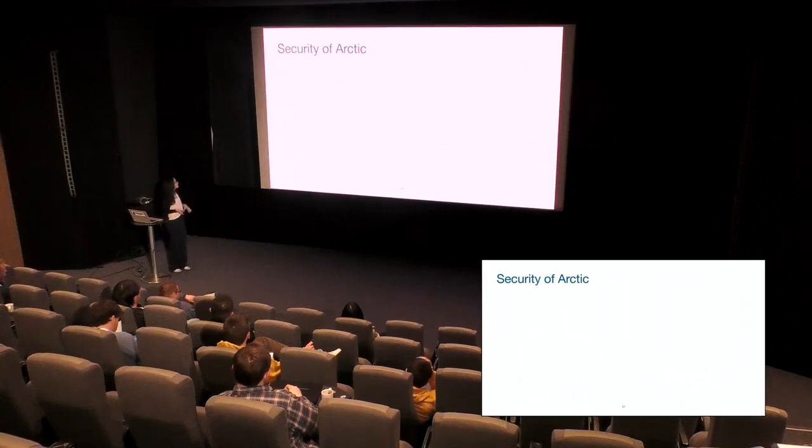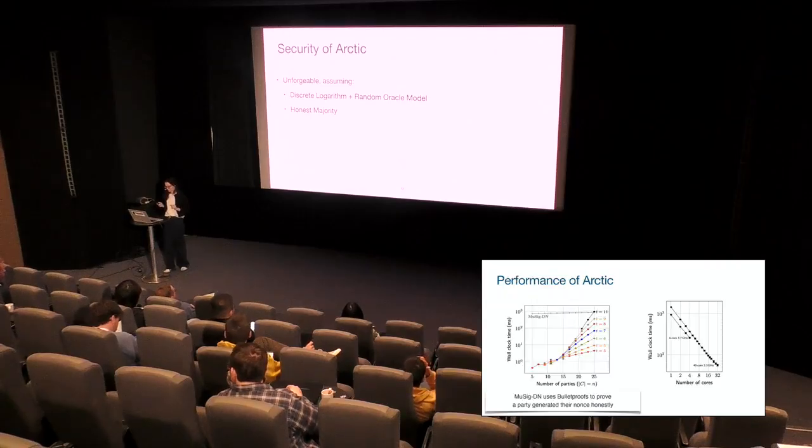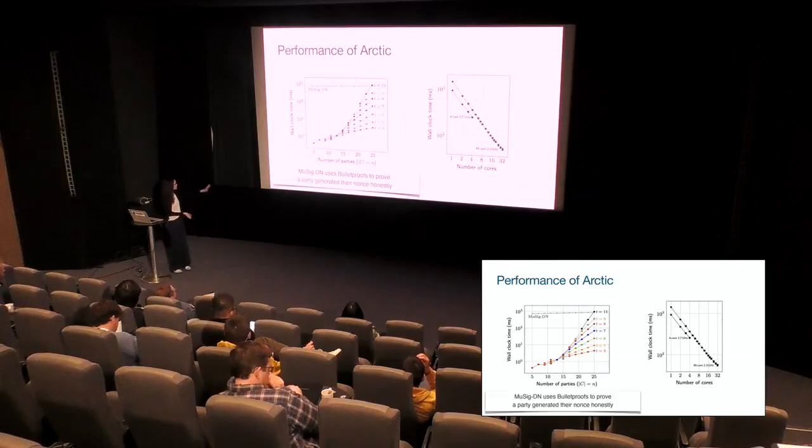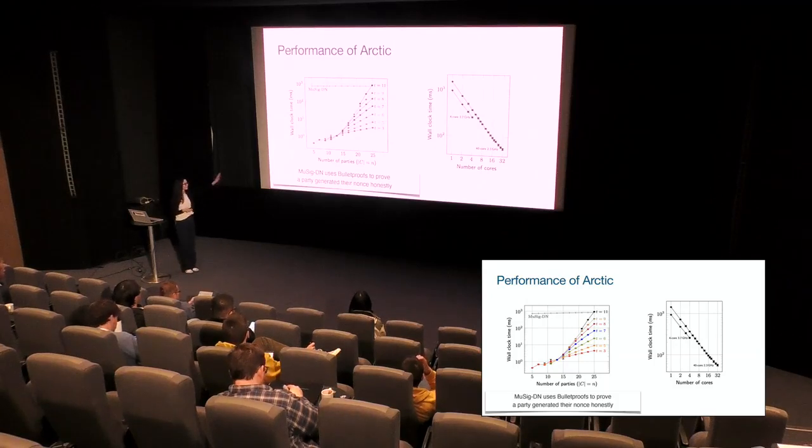Okay, so we were able to prove that Arctic is unforgeable with respect to the discrete log problem, in the random oracle model, but under the assumption of honest majority. We also implement the scheme and show benchmarks with respect to a scheme called MuSig-DN, which uses bulletproofs. We can see that up to about 25 parties, Arctic is faster, and then the crossover point happens at about 25 parties. But we also see that the scheme parallelizes quite well. As you add parallelization, the scheme is able to scale.